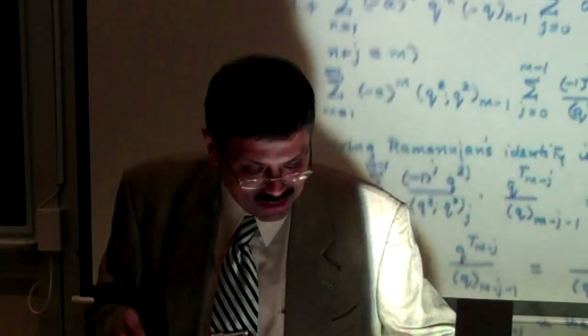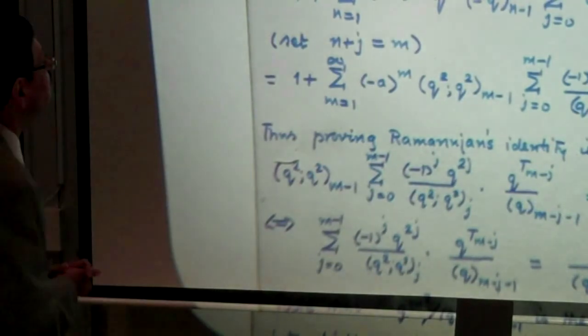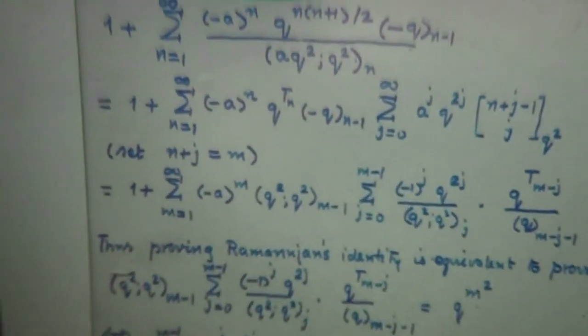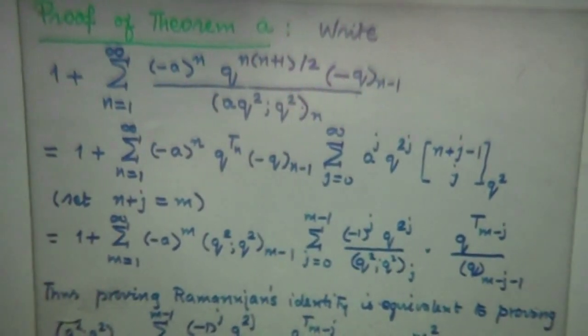Now what about the theorem with the parameter A? Is there some interesting trick involved? So we'll see how to prove that. Here is the series for the thing with the parameter A.